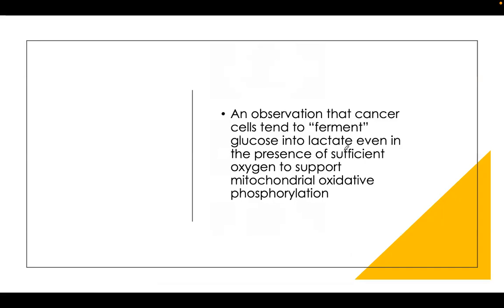Now, question. This recently popped up in the boards. What observation states that cancer cells tend to ferment glucose into lactate even in the presence of sufficient oxygen to support mitochondrial oxidative phosphorylation? What pathway is oxidative phosphorylation? Where will you encounter it? You will encounter this in the electron transport chain. So what is this observation? That cancer cells tend to ferment glucose into lactate even in the presence of sufficient oxygen.